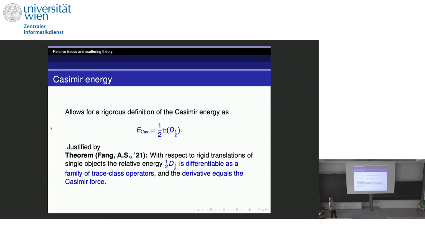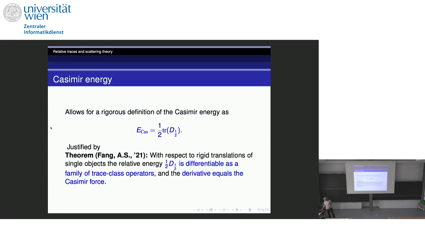And so they show that this is differentiable as a family of trace class operators, and the derivative is the Casimir force. Again, this ignores a little bit of the boundary conditions of the new cross. Okay.